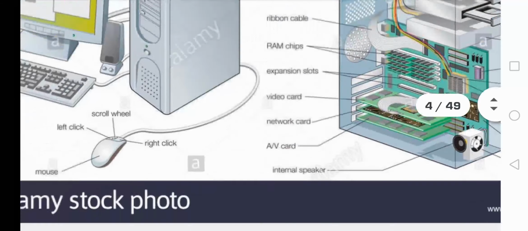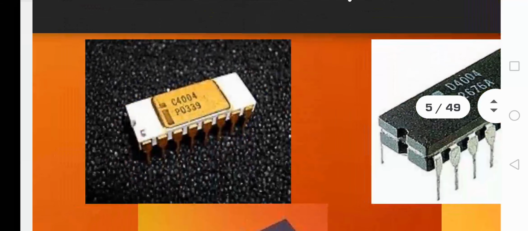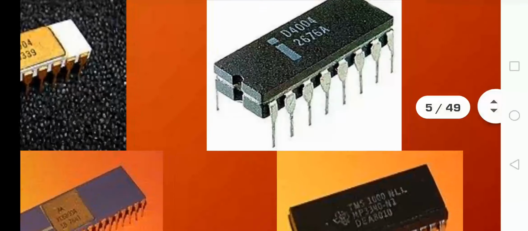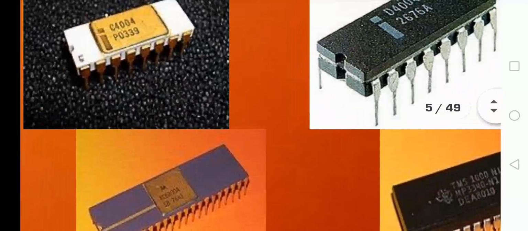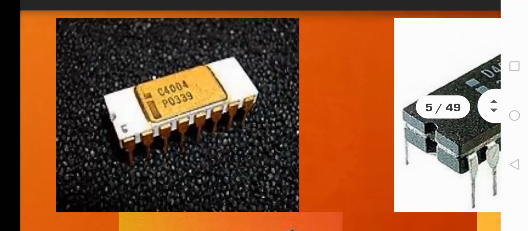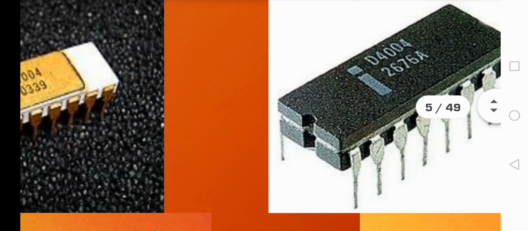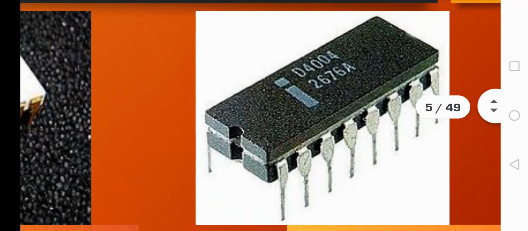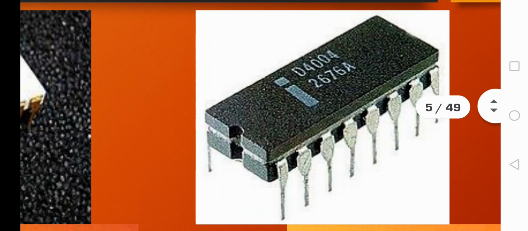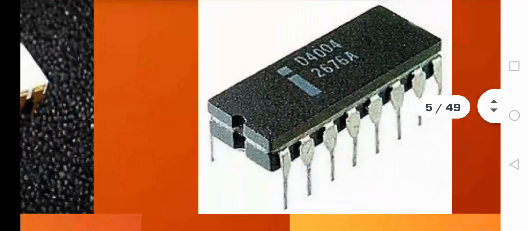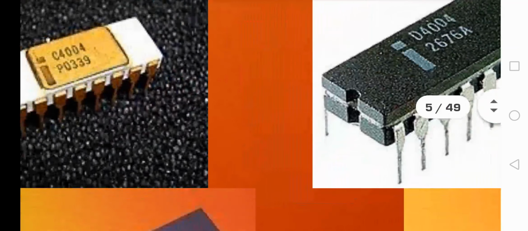Next, these are the figures of various microprocessors. This one is the first microprocessor which was invented, that is 4004. 4004 is actually the first microprocessor that was invented so far. And this is an embedded version of this 4004, a more designed, fabricated version of it. And these are the other microprocessors.